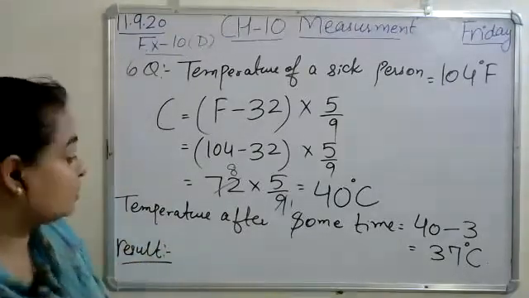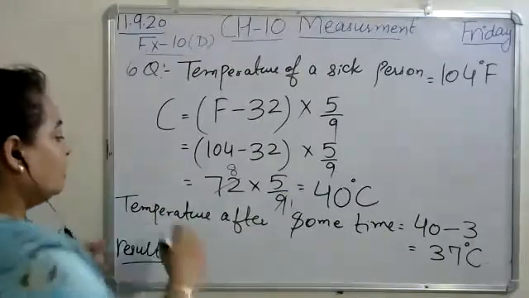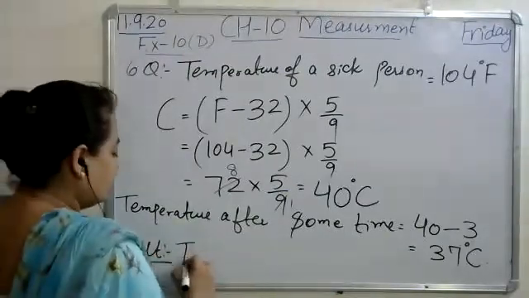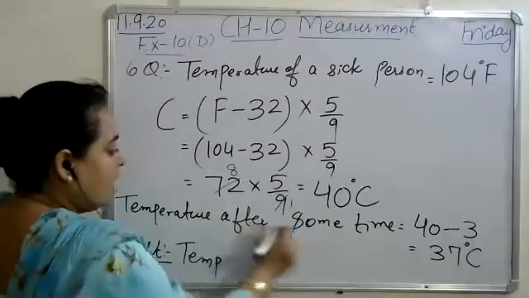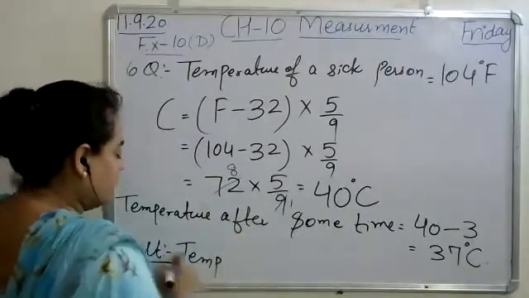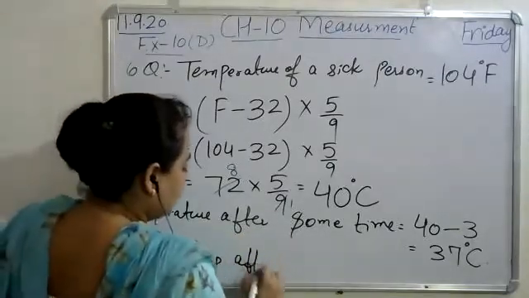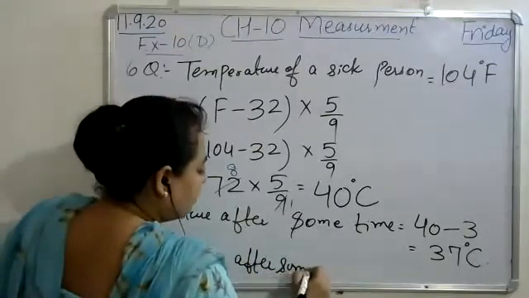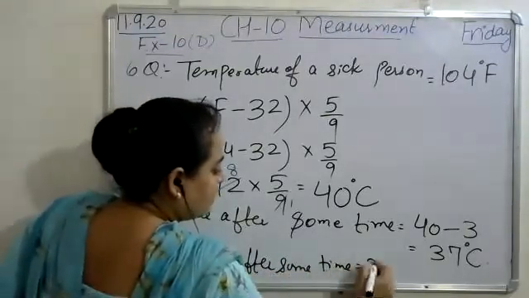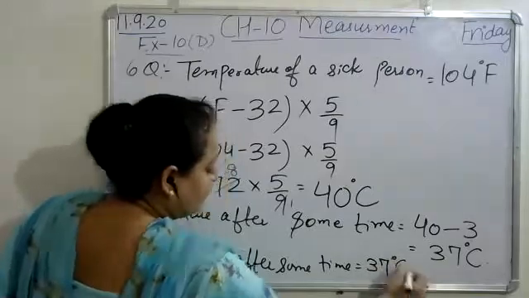In the result, you will again conclude temperature after some time. Again write this thing in the result. Temperature after some time is equal to 37 degrees Celsius.